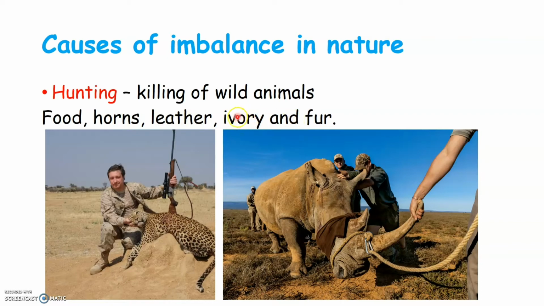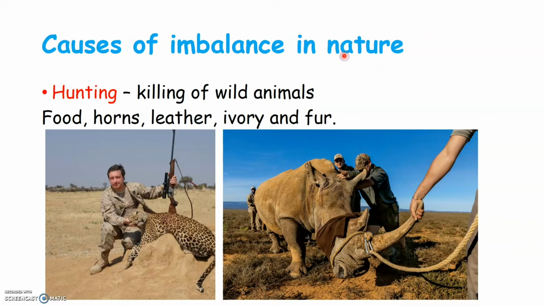Now what happens when we kill these wild animals? The number of these animals in the forest would decrease. Now what happens if the number of animals decreases? Yes, we know that when any animal from a food chain is missing, it will cause an imbalance in nature, which means it will disrupt the balance of nature.